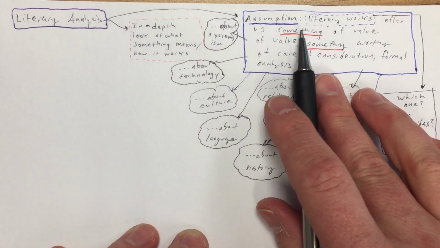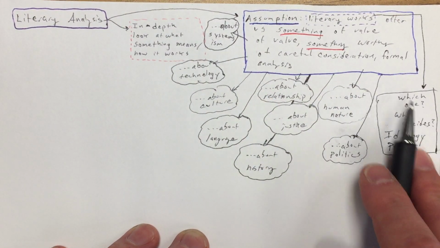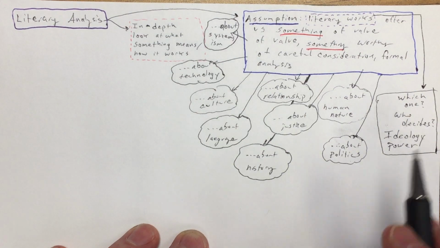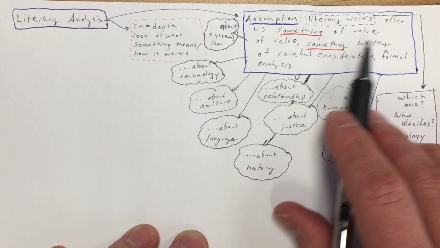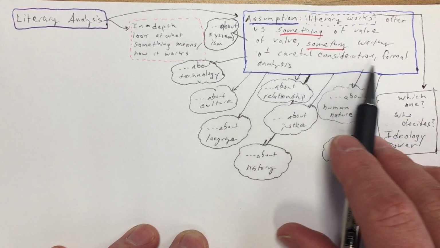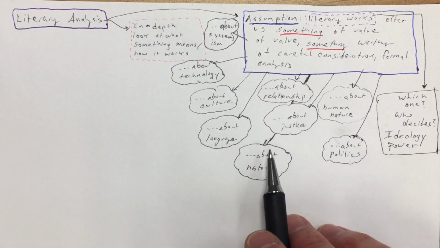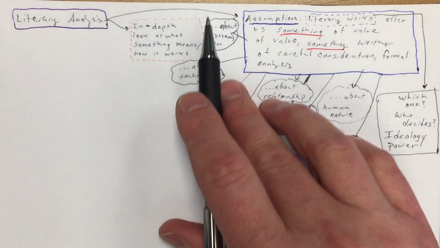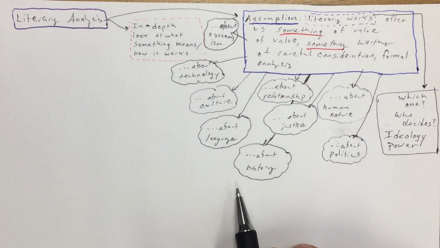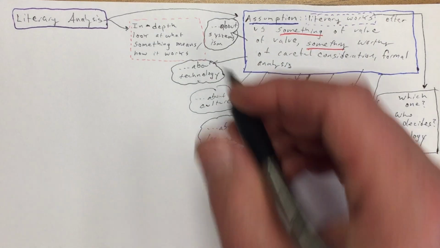So, assumption, literary works, what does that mean? Really depends on who you're asking. Offer us something of value, something worthy of careful consideration and formal analysis with respect to some, all, others. You can tell that there's a lot more of these than the ones that I just mentioned right here. So that's kind of like step one. So you can have a step one together on one line.